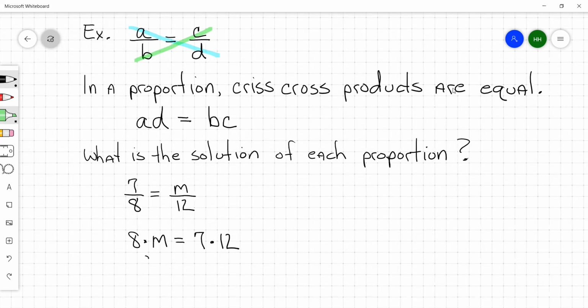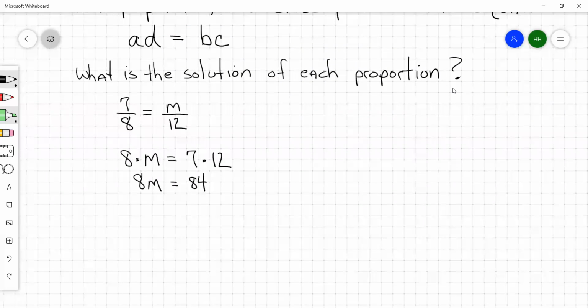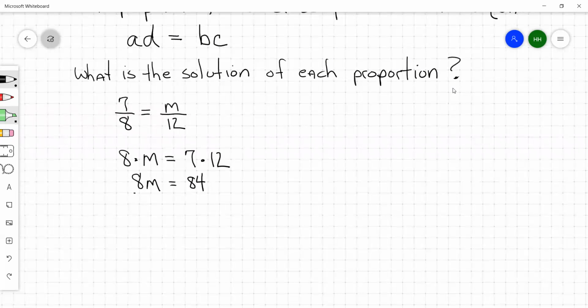So your 8 times M is 8M. Your 7 times 12 is 84. And then you can divide both sides by 8. These will cancel. And your M is equal to 10.5.